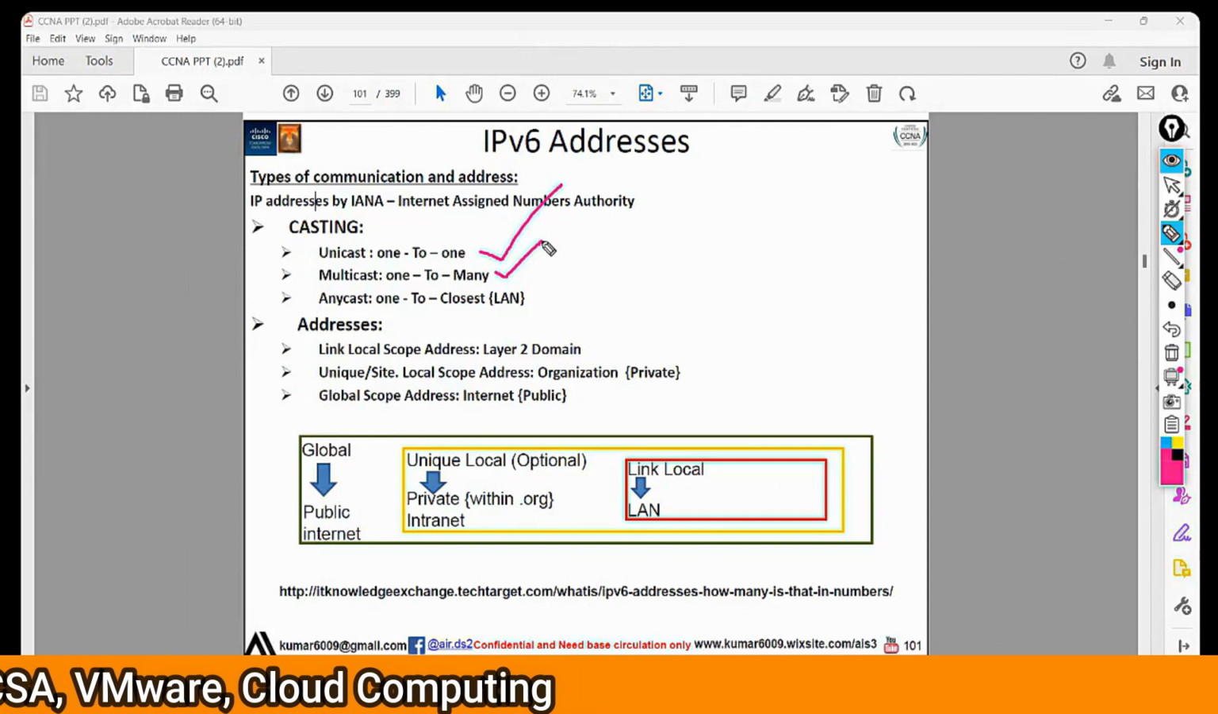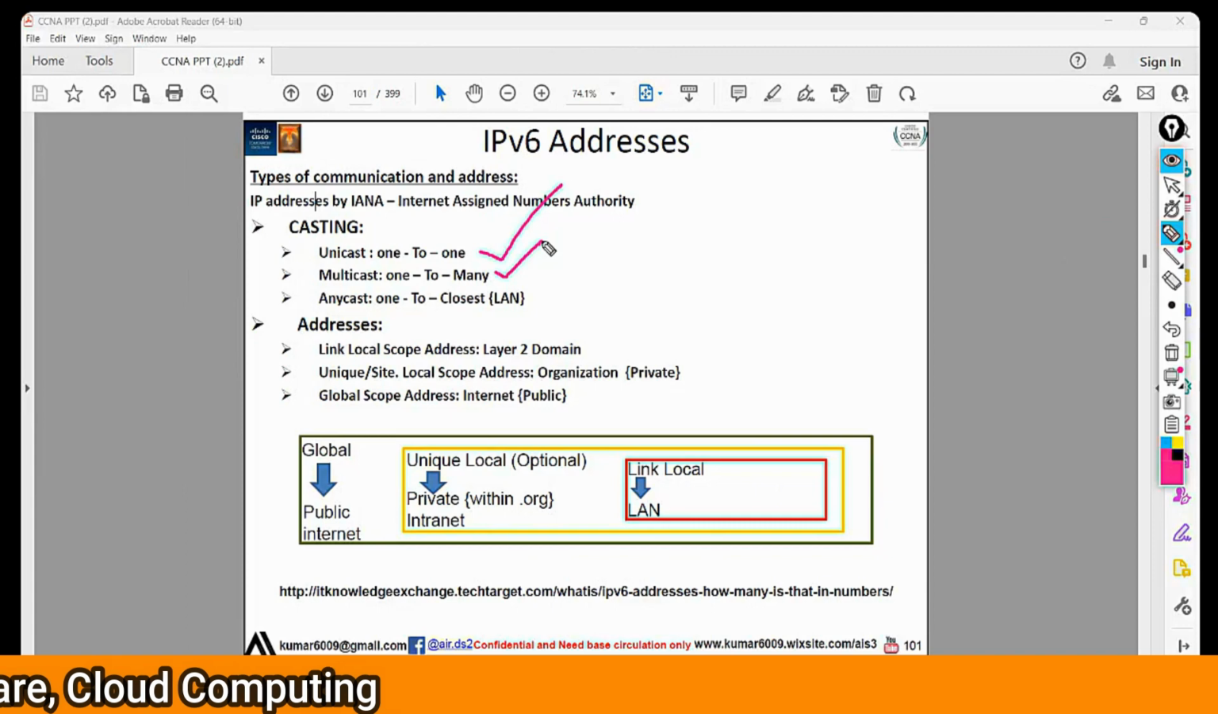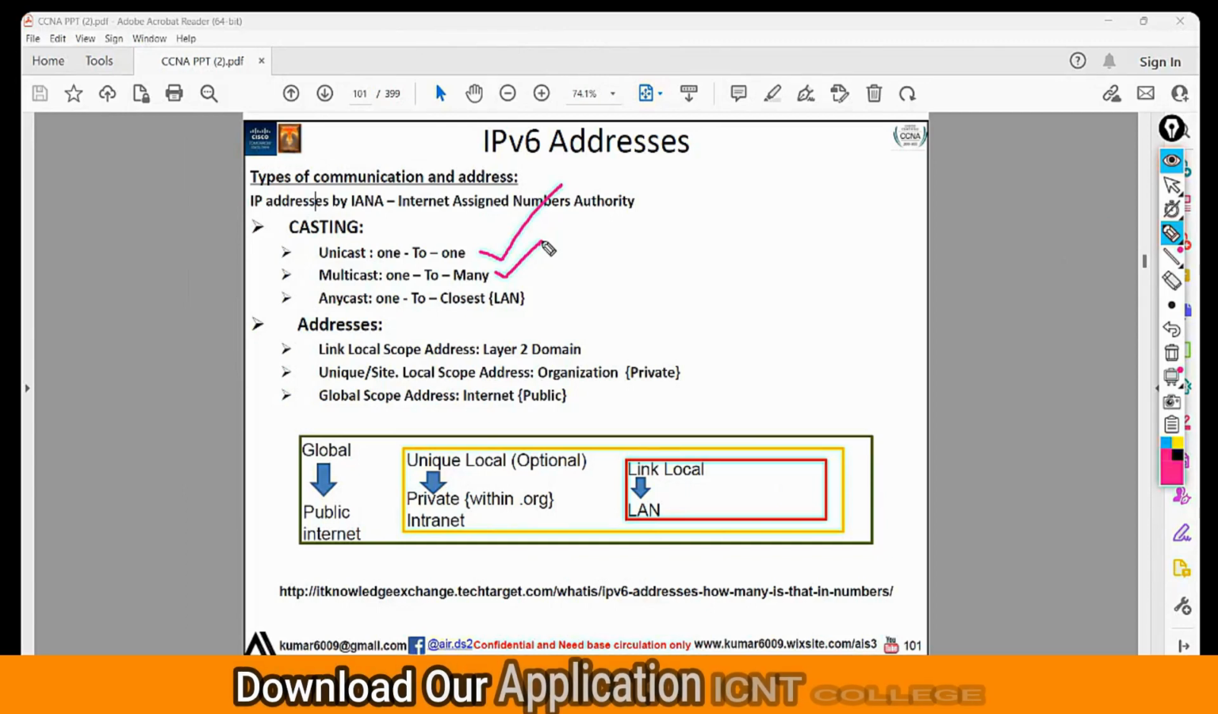Instead of broadcast, we have something called anycast, where you can configure the same address on the nearest machines. So at a time we can send one to one, one to group, or one to closest. Closest in the sense you can fix some devices to my domain with the same address. Whenever you send a message to that address, the machines configured with that address will receive the packet. That is one to closest.